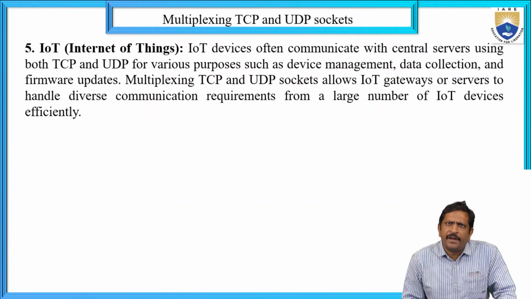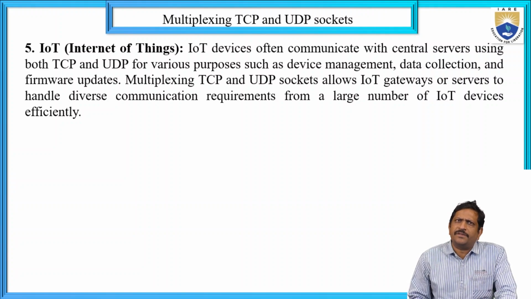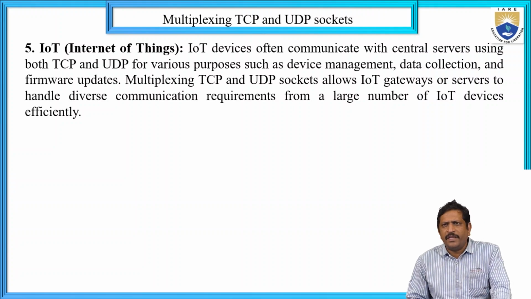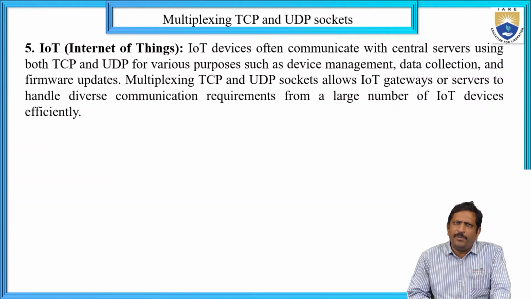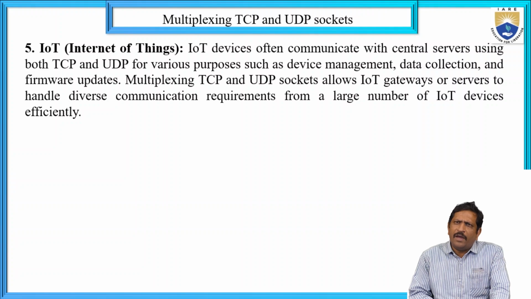Next, IoT, Internet of Things. Internet of Things is the most modern technology nowadays. Now we are using it for communicating devices with the central service, using both TCP and UDP for various other purposes, such as device management, data collection and firmware updates. Multiplexing TCP and UDP sockets allow IoT gateways and servers to handle the diverse communication requirements.